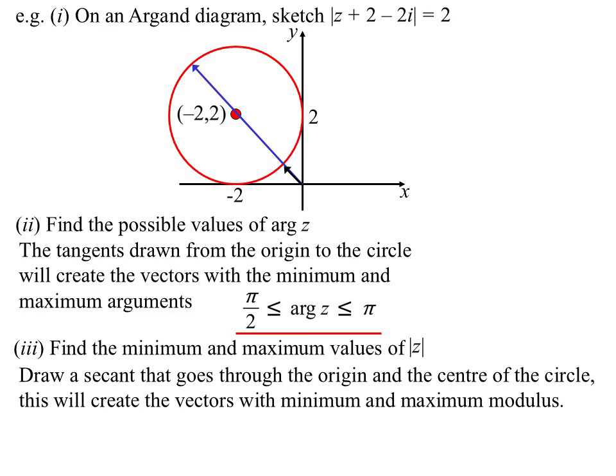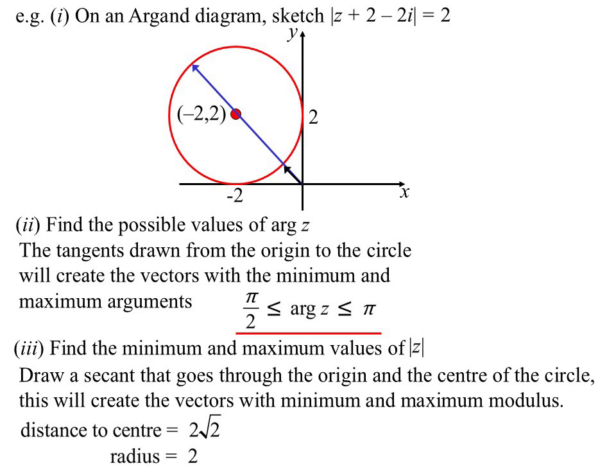What about if we had to find the maximum and minimum modulus? Here's how we do it. You draw a secant from the starting point, which in this case is the origin, and you go through the centre. That will give you the minimum and the maximum. We just have to do a little bit of algebra here to work out. I think we know the distance to the centre is 2 root 2. We can work that out.